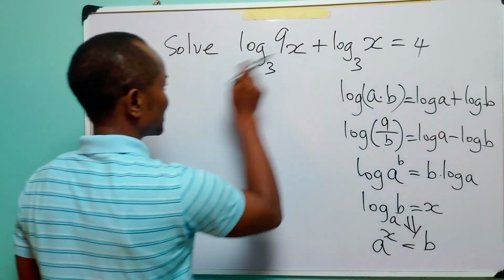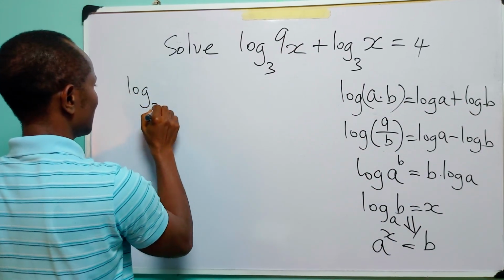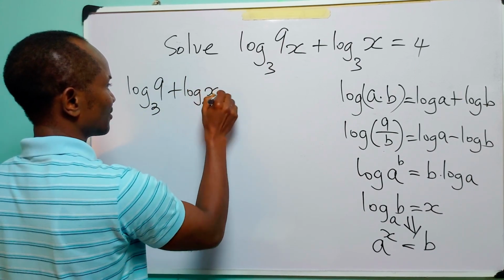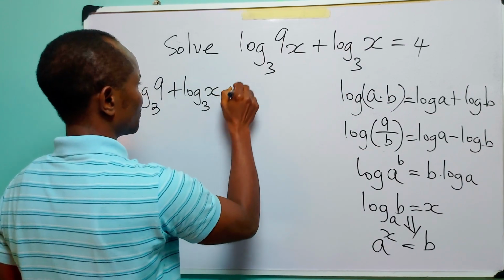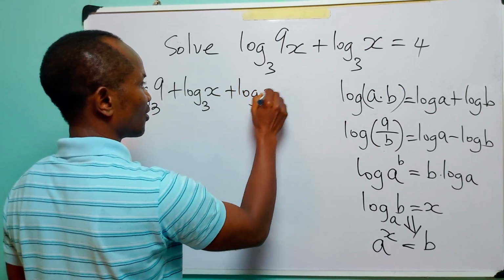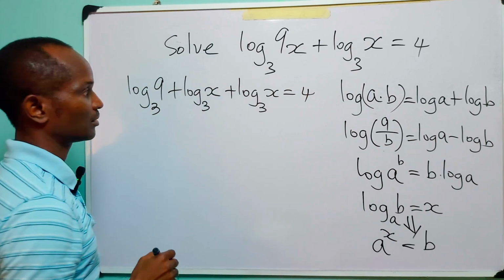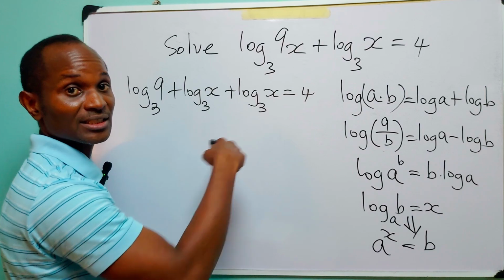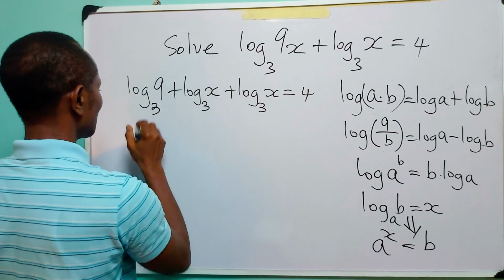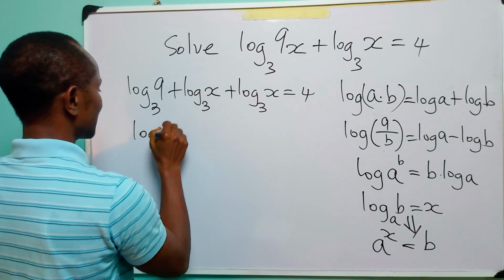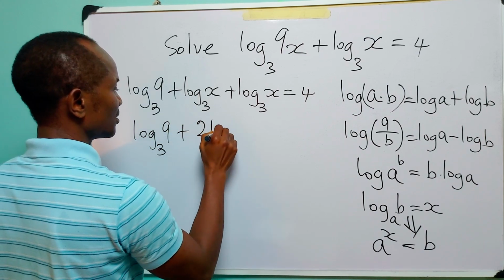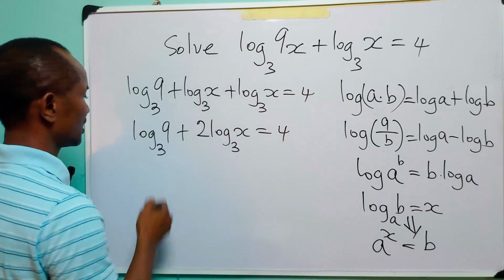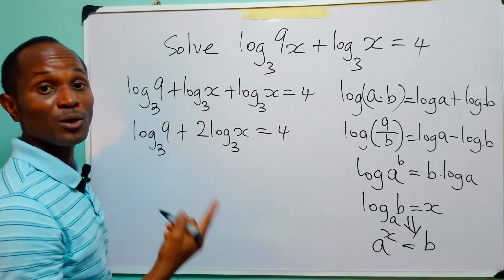So from this law, we can write this as log to base 3 of 9 plus log to base 3 of x. Then plus log to base 3 of x is equal to 4. Now notice that you have log to base 3 of x and log to base 3 of x. So two of the same thing. So we have log to base 3 of 9 plus 2 times log to base 3 of x is equal to 4. But remember that 9 is equal to 3 squared.